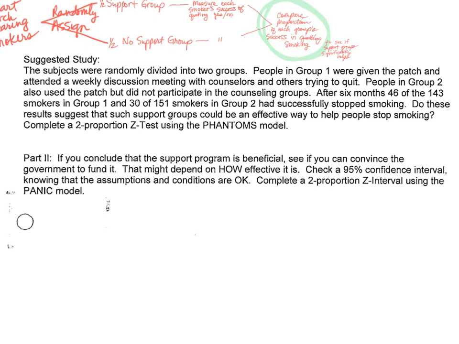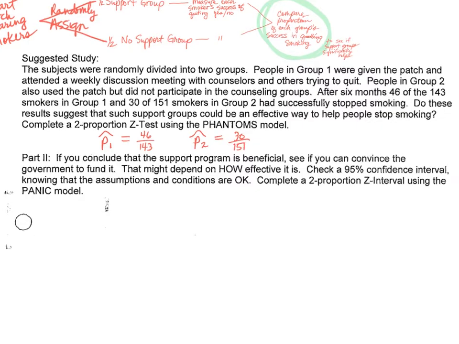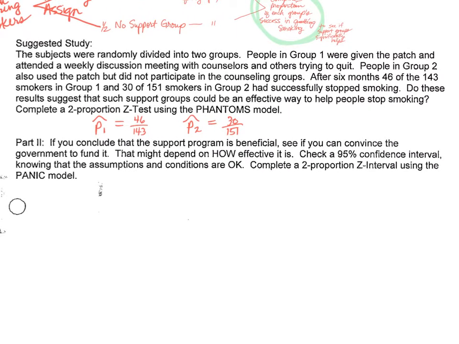After 6 months. So by the way, here is the p-hat for group 1. After 6 months, 46 of the 143 smokers stopped smoking, were successful. Here is the sample proportion for group 2. And 30 out of the 151 smokers in group 2 had successfully stopped smoking. Do these results suggest that support groups could be an effective way to help people stop smoking? Complete a 2 proportion z-test.